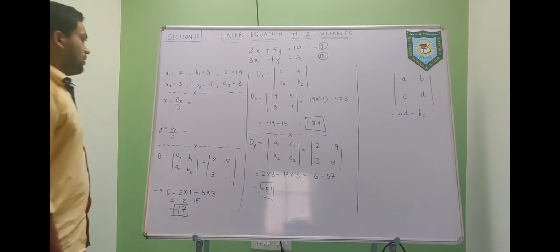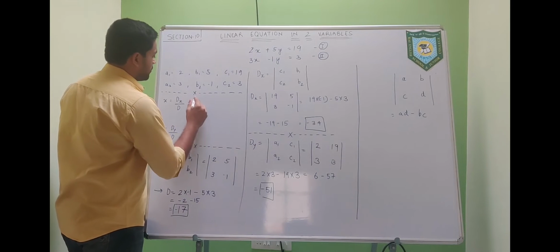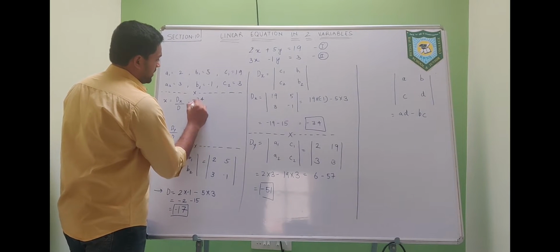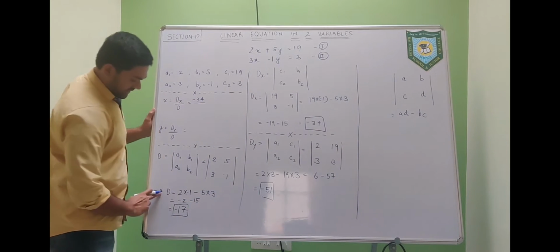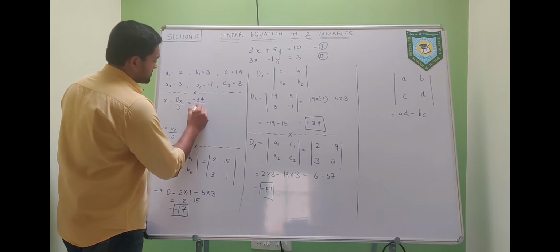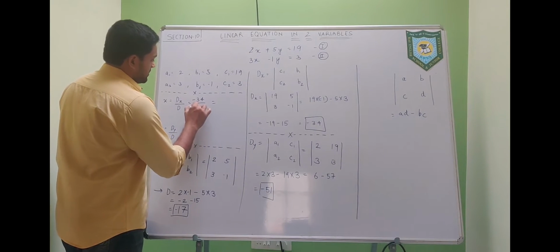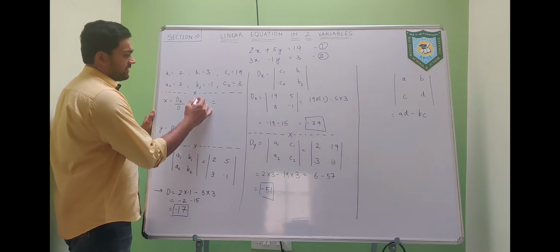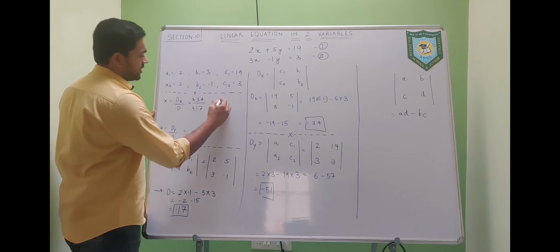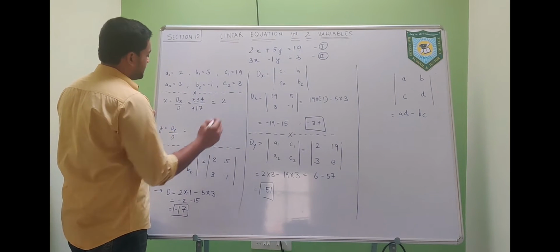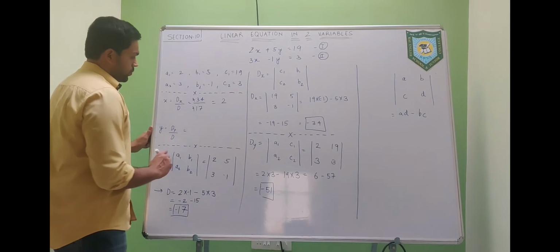All you have to do is substitute the values inside. Now dx is minus 34, so this is minus 34 divided by D, which is minus 17. This minus minus cancels. 17 ones are 17, 17 twos are 34. So I am left with x is equal to 2.